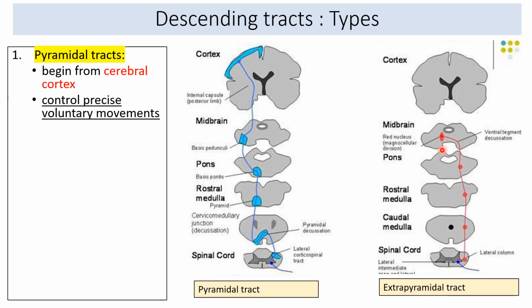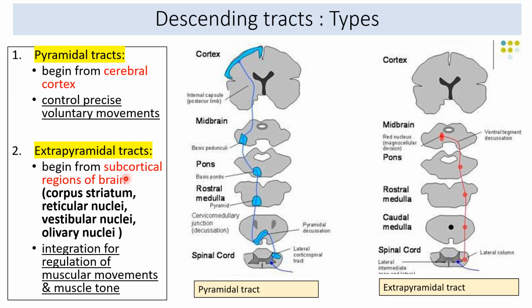Extrapyramidal tracts are taking their origin from the subcortical centers. That means away from the cortex, below the cortex of the brain. That is the region of the brainstem. They may arise from here. For example, this is showing one of the extrapyramidal tracts, which is the rubrospinal, arising from the red nucleus of the midbrain. When these fibers descend down to the spinal cord, or any other from any other brainstem area, then those are called the extrapyramidal tract. So beginning from the subcortical regions of the brain, they are involved in the integration for the regulation of muscular movements and responsible for the muscle tone.